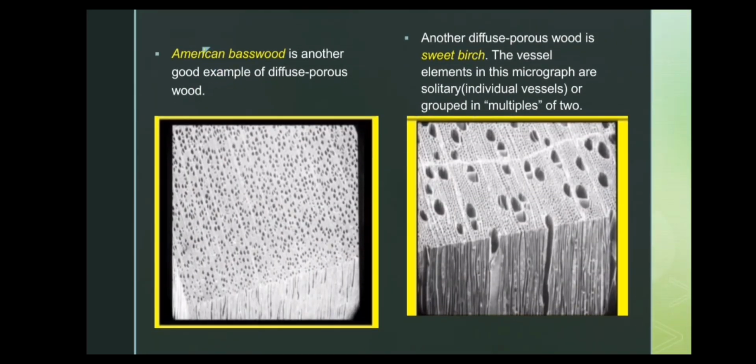American basswood. American basswood is another good example of diffuse porous wood. Another diffuse porous wood is sweet birch. The vessel elements in this micrograph are solitary, individual vessels, or grouped in multiples of two.